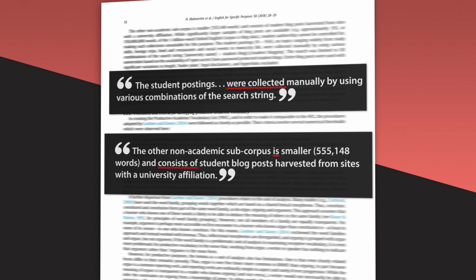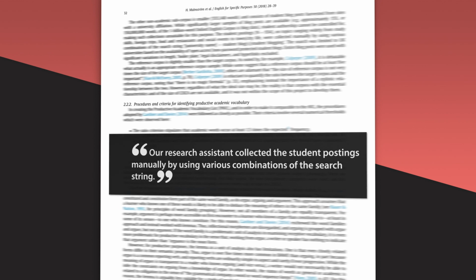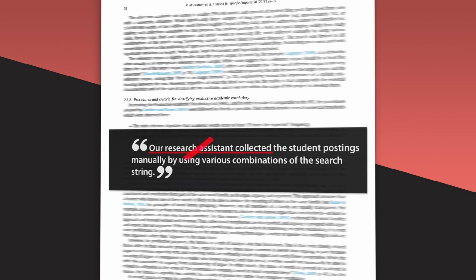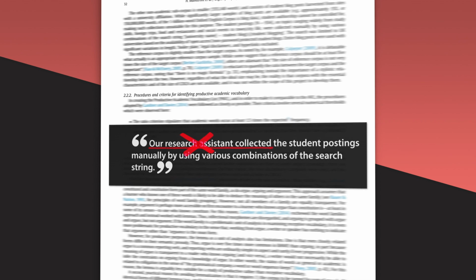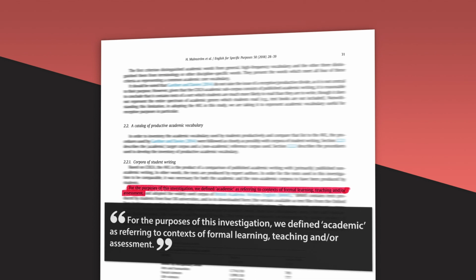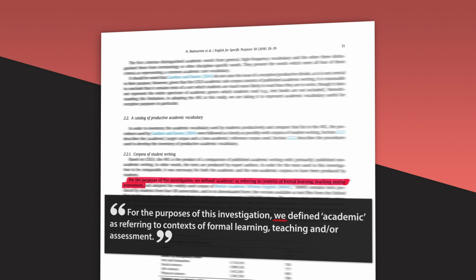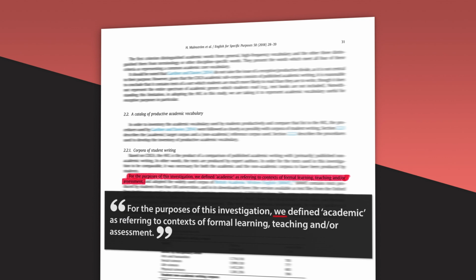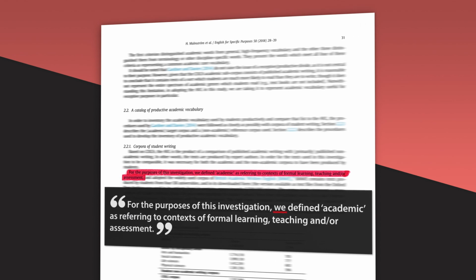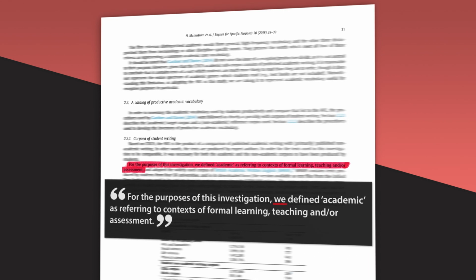They're also in the passive voice, that is, they don't mention the people who did these things. For example, it doesn't say this. Our research assistant collected the student postings manually by using various combinations of the search string. However, sometimes the first person is used. That is, the researchers become a part of the text. For the purposes of this investigation, we defined academic as referring to contexts of formal learning, teaching, and or assessment. Whether the writers are present in the text in this way depends in part on the research tradition and in part on personal taste.